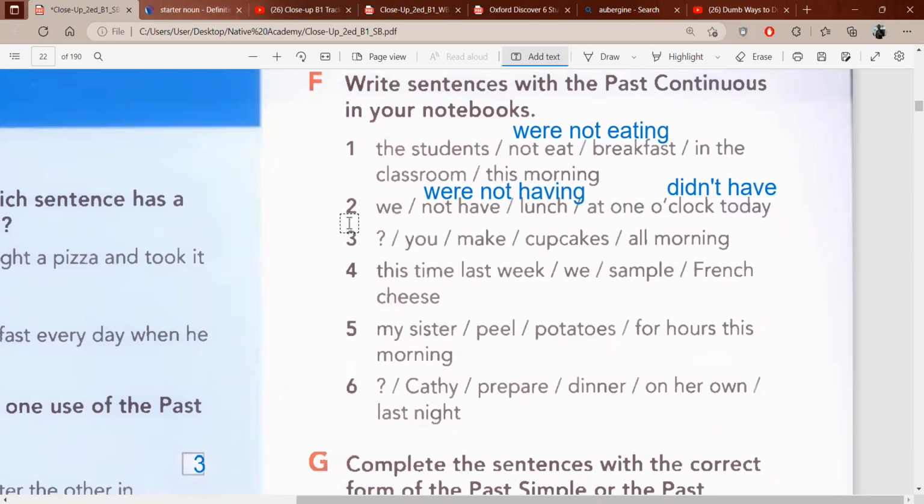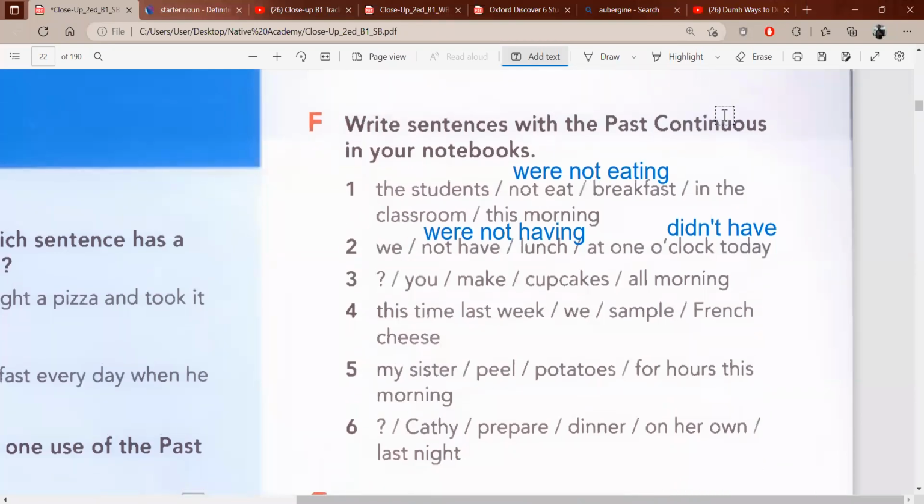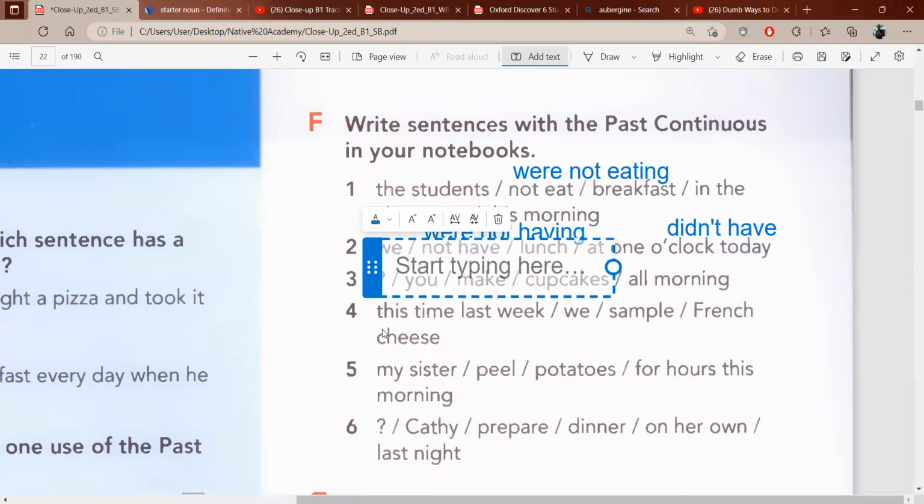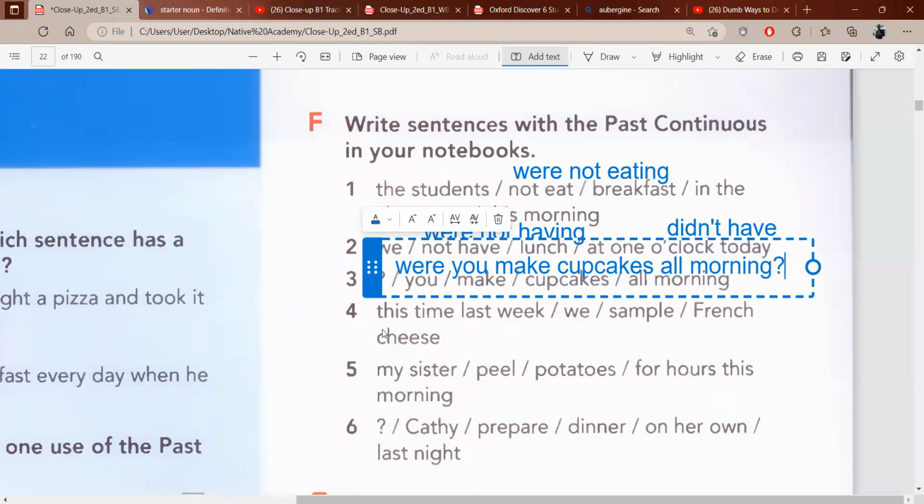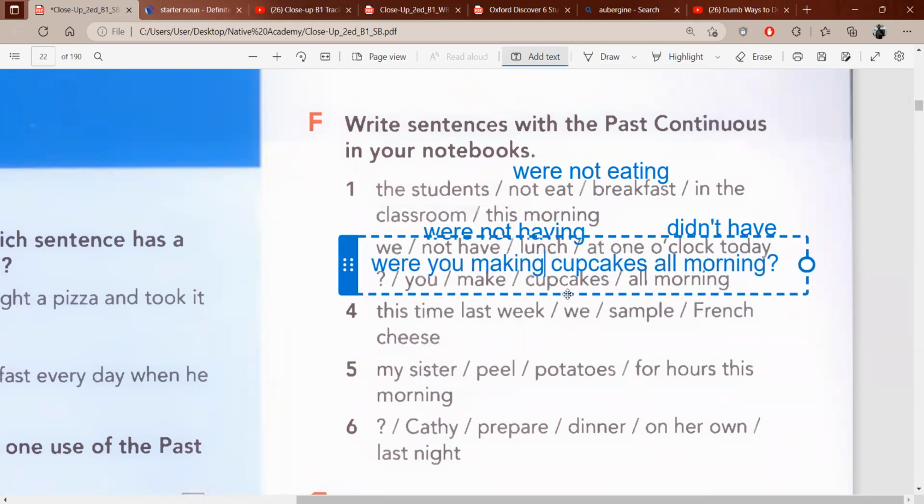طيب محمد عصام, number 3 يا محمد. I want you, يا محمد, to use the past continuous to make a question here. Where you make cupcakes all morning? Yes. هتبقى making, not made. Were you making cupcakes all morning? برافو عليك. Were you making?